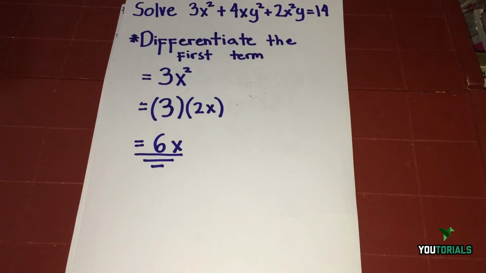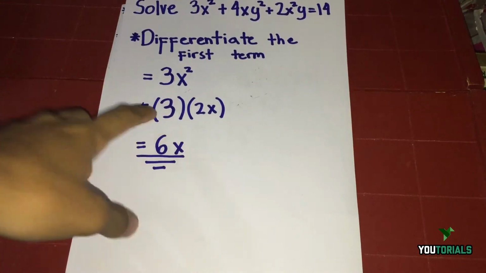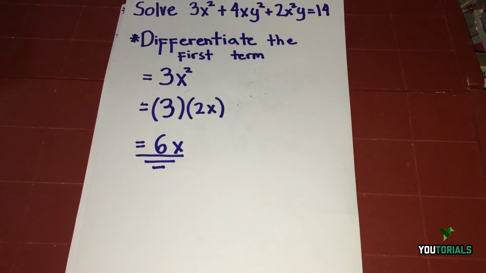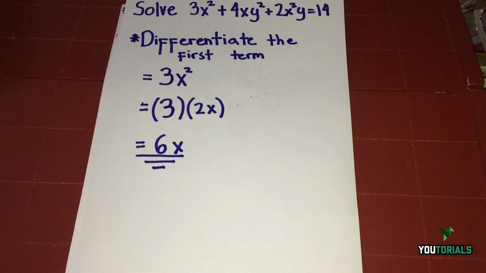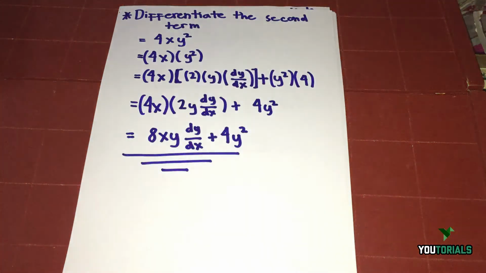Now first, we will differentiate the first term, which is 3x squared. Now, 3x squared is a constant times a function. In constant times a function, just copy the constant, then find a derivative of the function. Then multiply them together, then you get the answer. Like so. The constant here is 3, so we just copy 3. Then we will find the derivative of x squared, the function. Then the derivative of x squared is 2x. Then we multiply both, and we get the answer 6x.